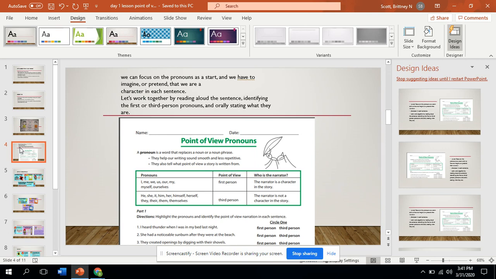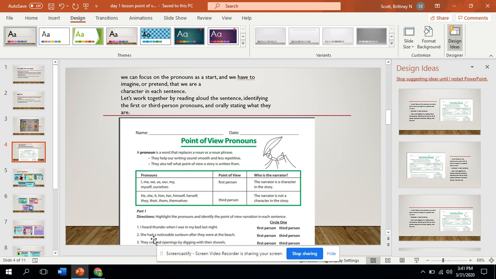Okay, so it gives you here examples of pronouns. You have the first and the third person. It says, highlight the pronouns and identify the point of view that the narration is in the story. Number one, I heard thunder when I was in bed last night. If I go back up here, the key word is I. And so I see I in my sentence. So that means that this is going to be first person point of view.